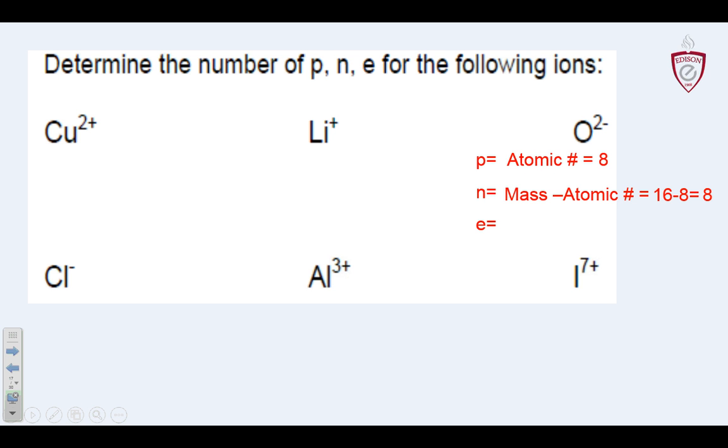And my electrons equals my protons minus my charge. So that would be 8 minus negative 2. If I subtract the negative 2, it's like a double negative. It's a positive, it's like adding 2. So that's really 10 electrons. So there are more electrons than protons, which is why there's a negative charge.